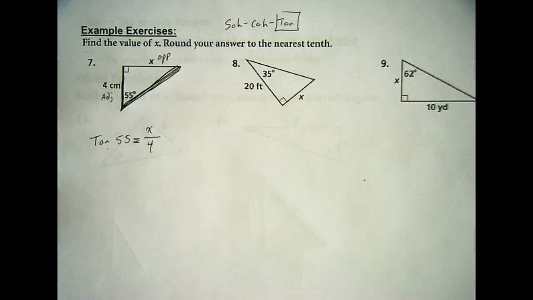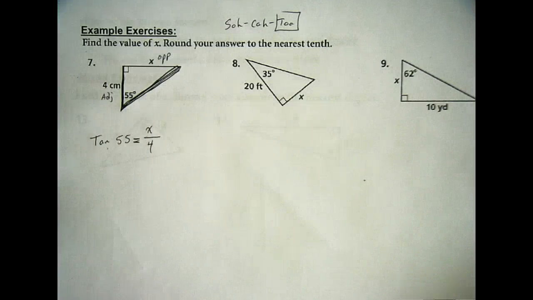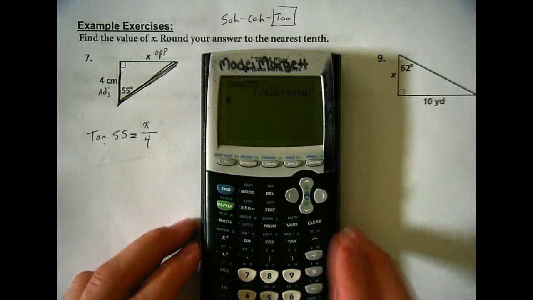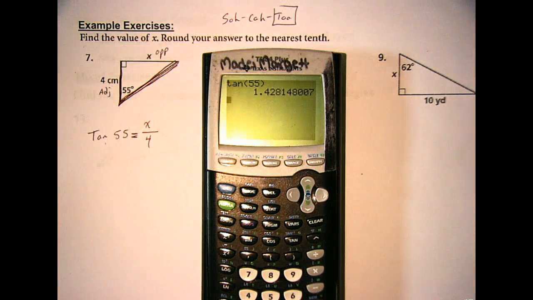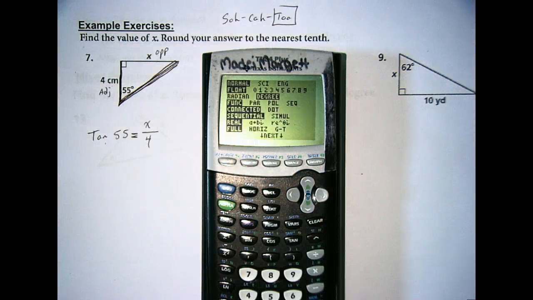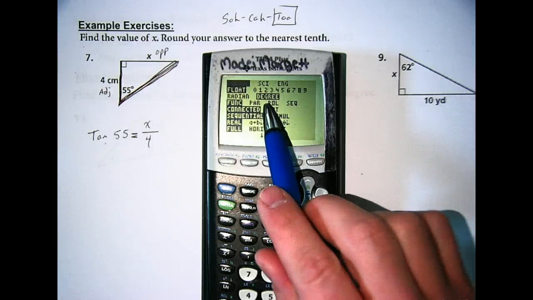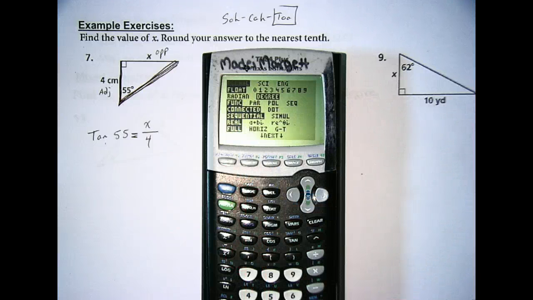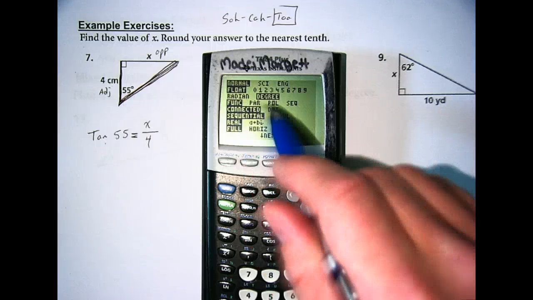Can I borrow your calculator, Maddie? Okay, now some of you are going to get different answers depending upon what mode your calculator is in. Now this is Maddie's calculator. If we go to mode, if you have a graphing calculator, you want to be in degrees. If radians is highlighted, trig is measuring in radians. You need to be measuring in degrees.